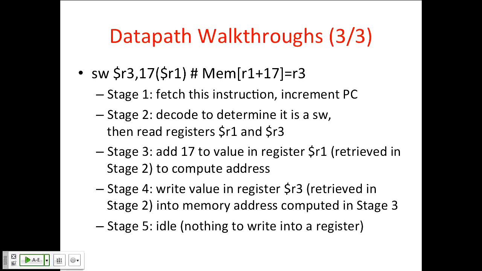Now let's do a more complicated instruction, a store word. So this writes a 32-bit word to some location in memory whose address is given by adding the contents of a register to an immediate from the instruction, okay? So we're again going to fetch the instruction to increment the PC, decode to determine it's a store word, read registers R1 and R3. R1 is the base address to which we'll add the immediate, and R3 is the value that we're storing at that address, right?